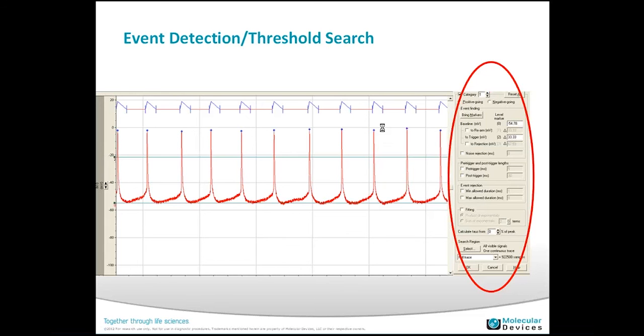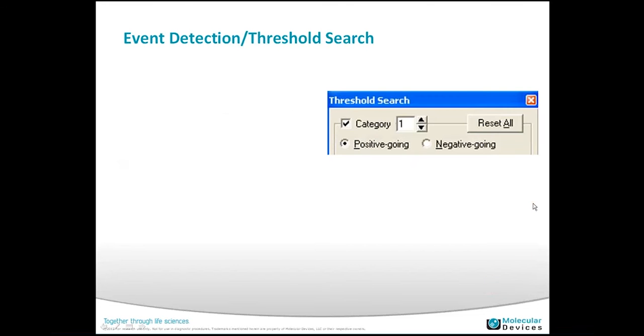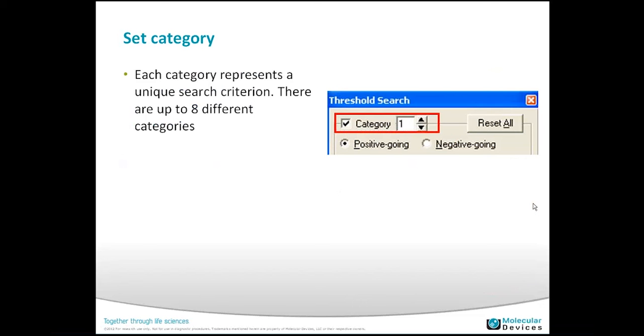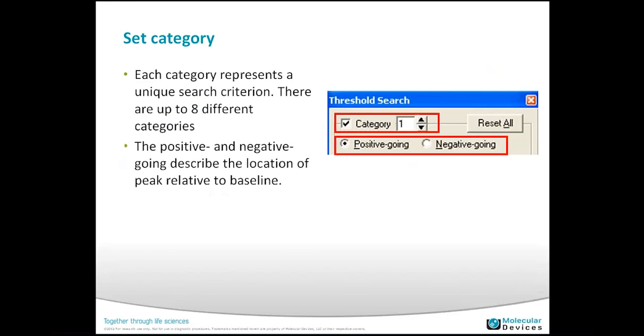Now let's look at the main theme of today, the event detection, the first source search. You can see it here on the right-hand side. I will spend quite some time talking about each feature in these boxes. For the category, each category represents a unique search criterion, and there are up to 8 different categories. For today we probably only use one, but you can use up to 8. The positive and negative going options describe the location of the peak relative to baseline. For example, an action potential is a positive going event, so you should check positive going.